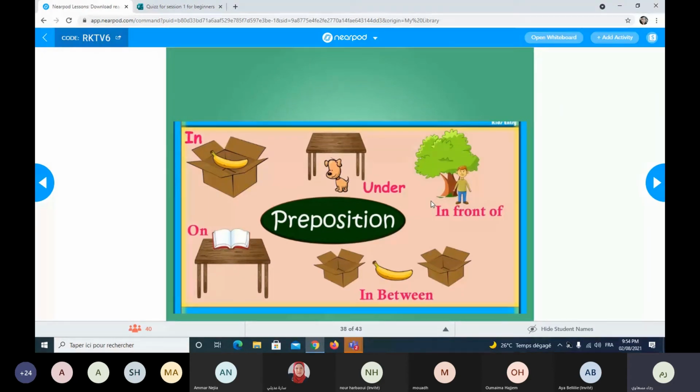I move to the third picture. Where is the boy? The boy is in front of the tree. I move to the next picture. Where is the book? The book is on the table. And the last picture, where is the banana? The banana is in between the boxes.